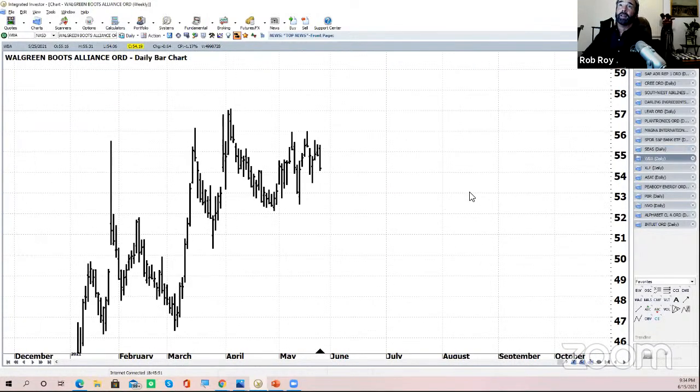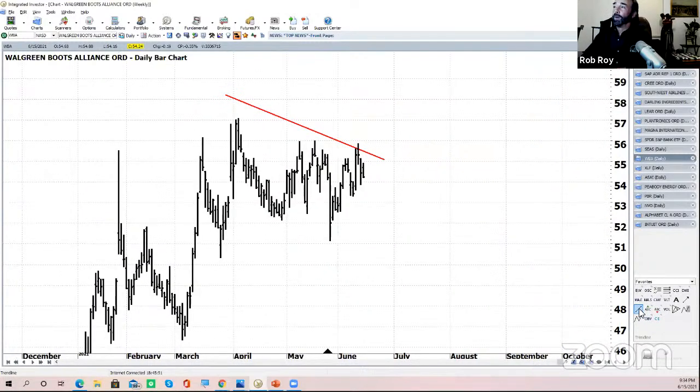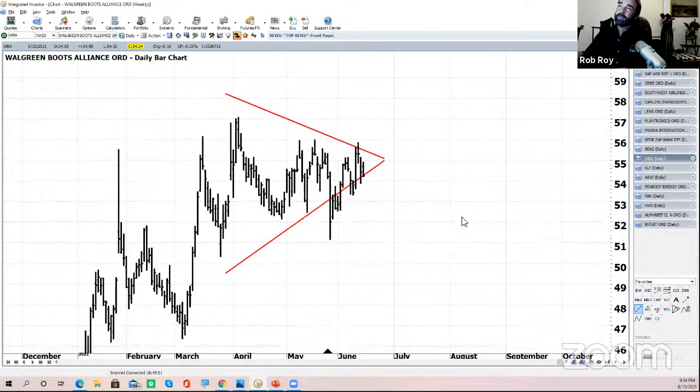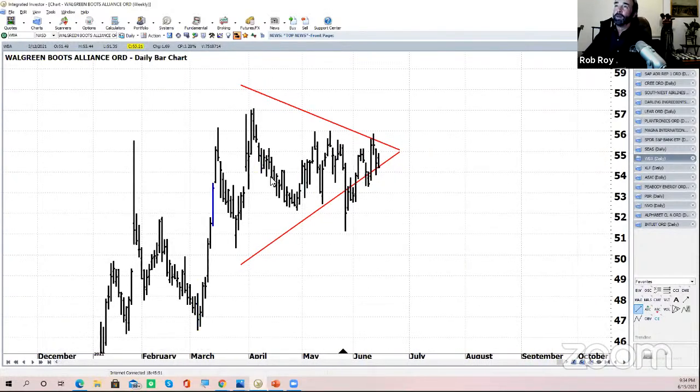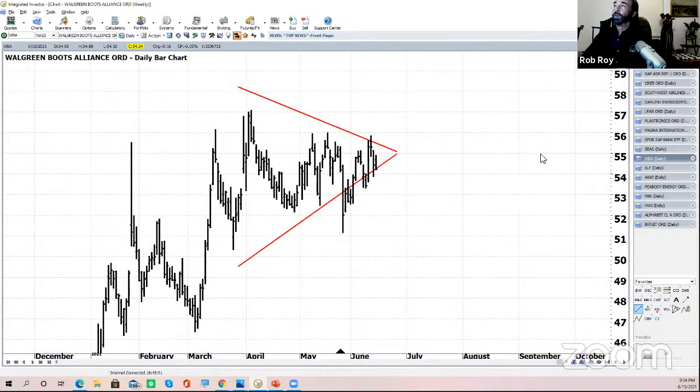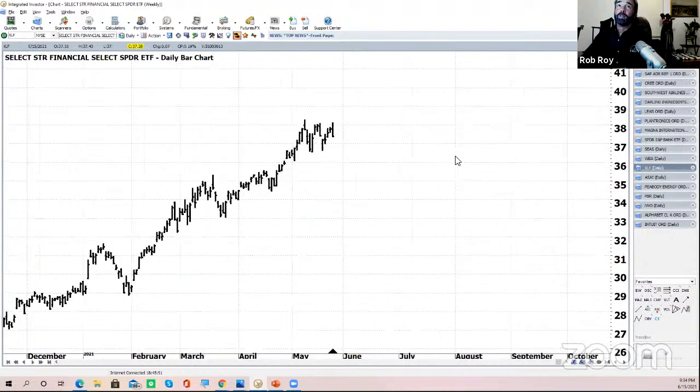WBA, which is Walgreens, 54, and there you can see, without going through the false breakouts on both sides, clearly the fact that it formed a larger triangle. Same scenario here, a bigger triangle, more volatile when the breakout occurs. You get rewarded for your patience, and stuff is just getting ready to happen.